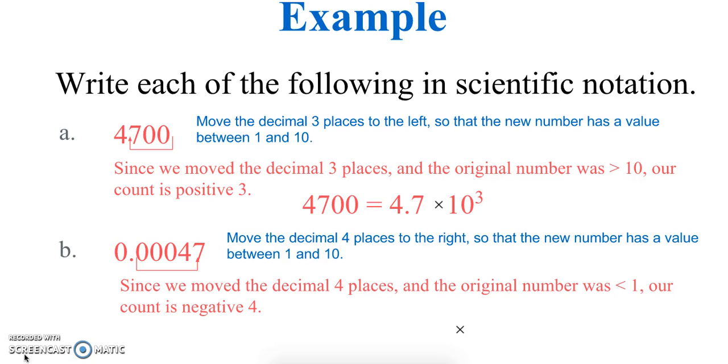In B, we count, you get a 4.7 again, but in this case, your original number, your standard form or standard notation, is a small number, so then you would have 4.7 times 10 to the negative 4. It's a negative because when we go back to our original number, we have to go to the left of the number line.